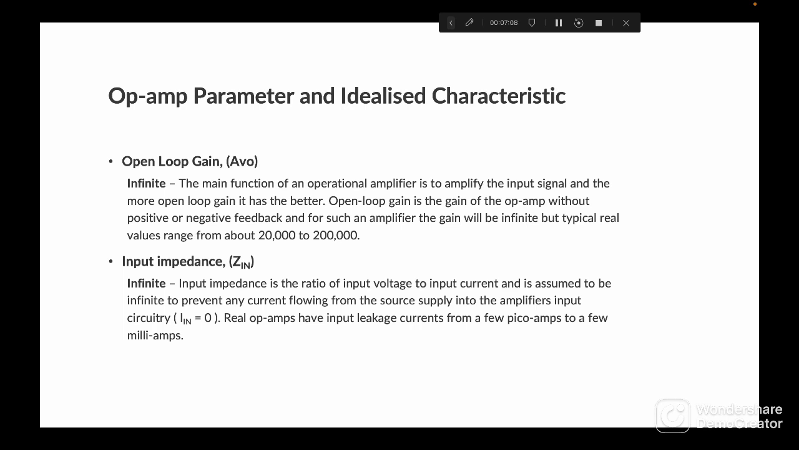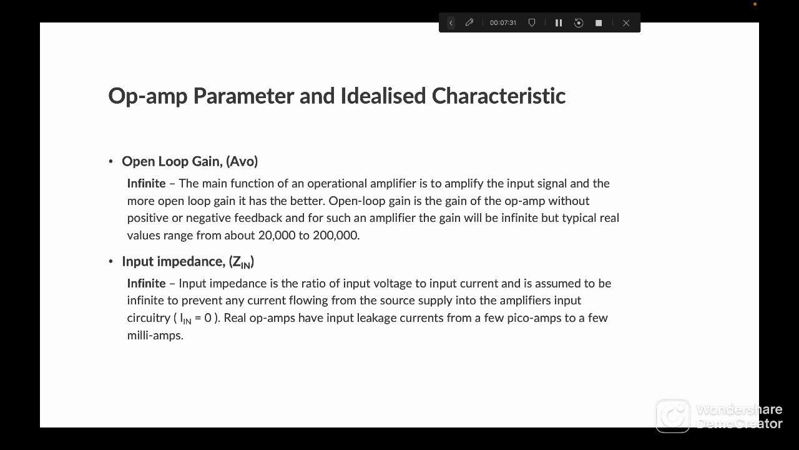The main function of the operational amplifier is to amplify the input signal, and the more open loop gain it has, the better. Open loop gain is the gain of the op-amp without positive or negative feedback, and for an ideal op-amp the amplifier gain will be infinite, but typically real values range from about 20,000 to 200,000.